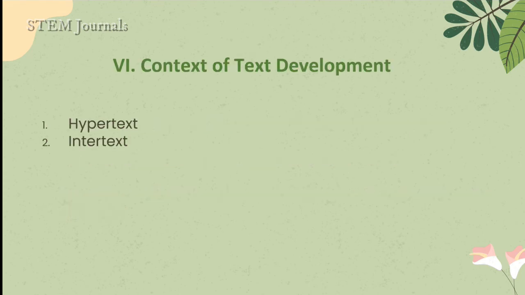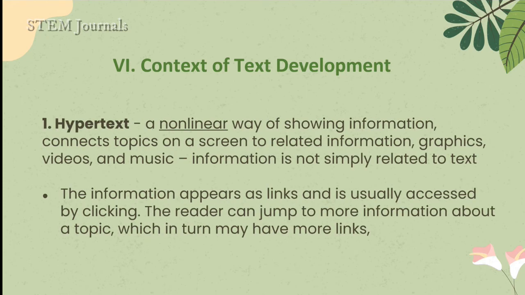So next is the context of text development. Pwedeng hypertext, pwedeng intertext. So basically, dito, yung hypertext and intertext, it just tells you how you can get more information about something. Okay? About a book or an article that you are reading. Hypertext is a nonlinear way of showing information. Nonlinear siya because you don't have to read the whole book in a linear way just to get more information. Okay? Dito, the information appears as links and is usually accessed by clicking.